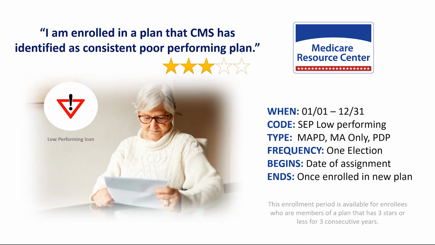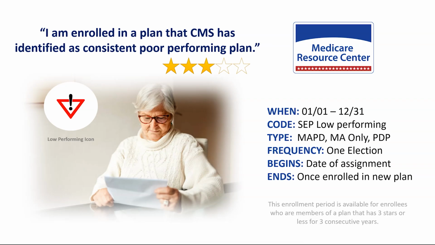All right, now CMS has an icon towards the left of your screen. It's a little upside down triangle with an exclamation point in it, and this is called a low performing icon. This will be on plans that have consistently been poor performing. What does poor performing mean? Meaning in the last 3 years, it's been 3 stars or less, all 3 years in a row.